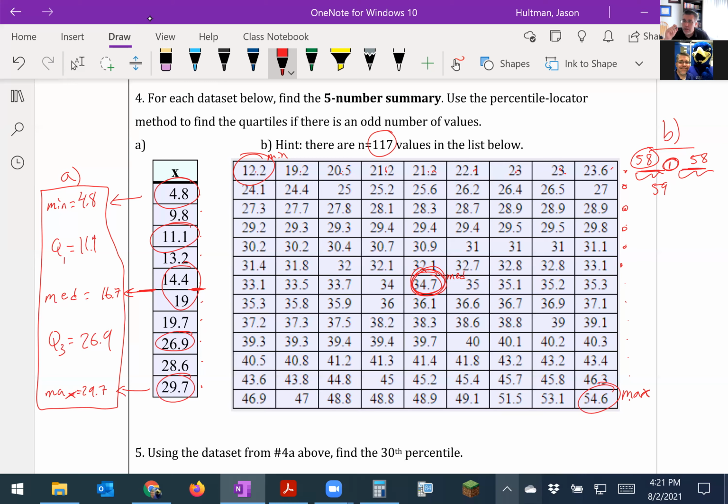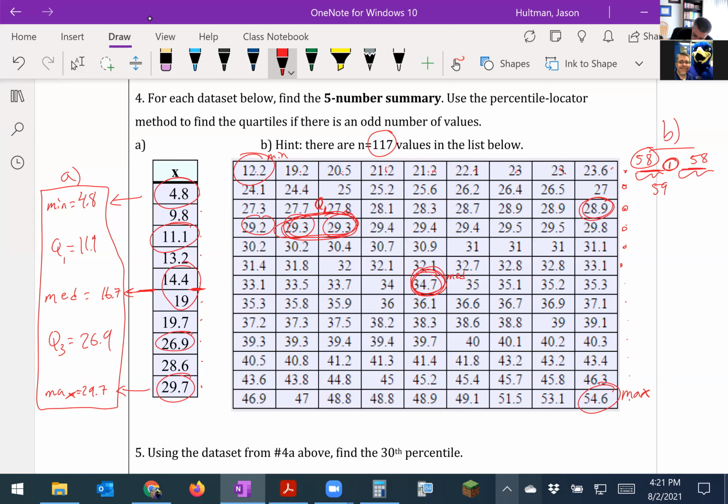So what I'm looking for is 29 on one side and 29 on the other. However, because it's even, I have to get the 29th and 30th value. So what's the 29th? Well, this is 27, this is 28, 29, and 30. And look at that, 29 and 30 both have the same value. So that's Q1. Q1 is 29.3.